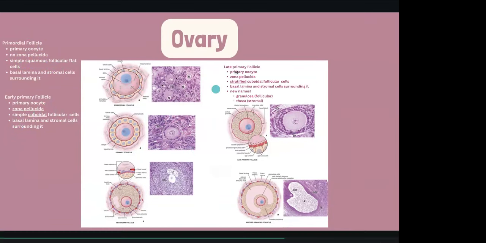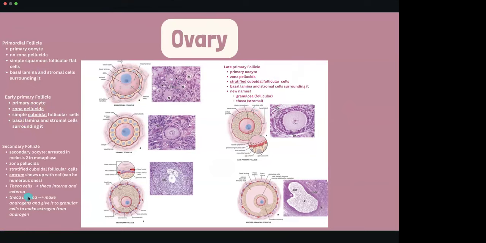And now we move on to the late primary follicle. The late primary follicle is a primary oocyte. It has a zona pellucida, and the epithelium changed from simple cuboidal to stratified cuboidal follicular cells, and the basal lamina and the stromal cells are surrounding it. But it has a different name this time. Instead of being called follicular cells, it's now called granulosa cells. And instead of being called stromal cells, it's now called theca cells. Now we move on to the secondary follicle. Now it's getting serious.